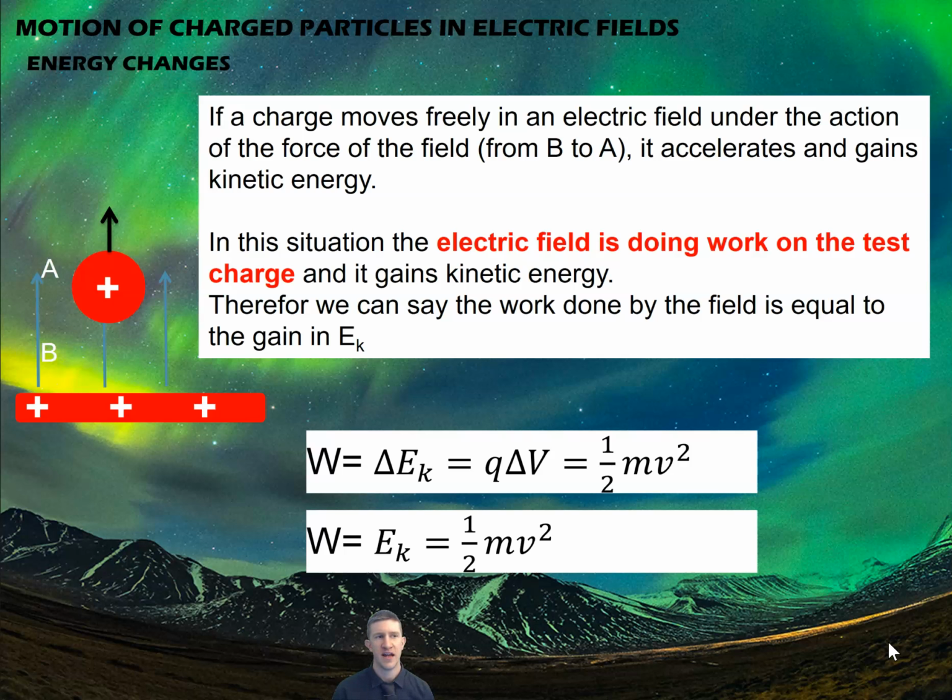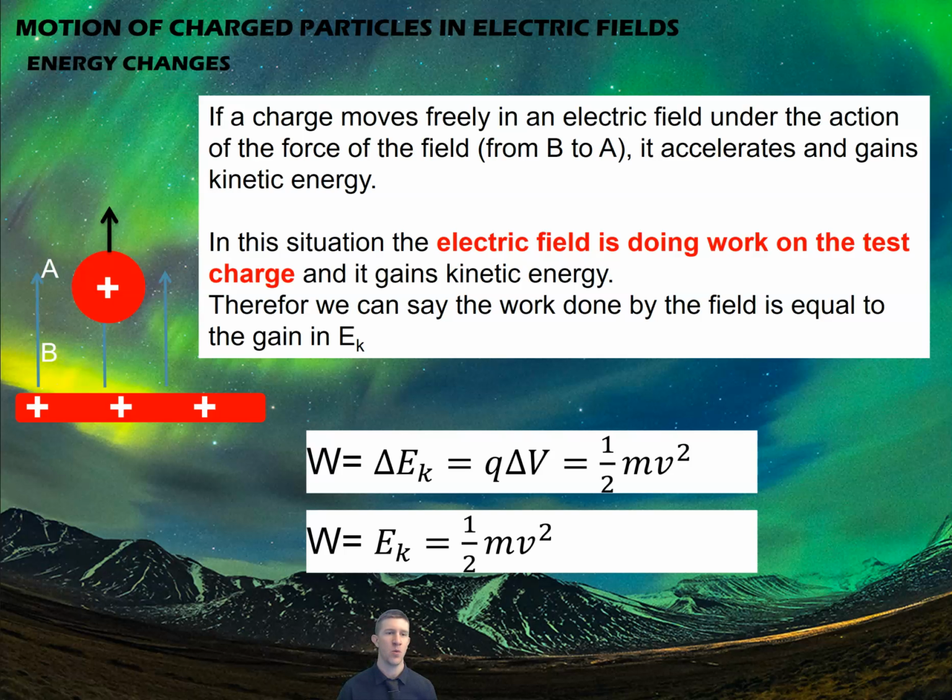On the flip side, if we take a charge that's free to move in an electric field under the action of that force, so you're on that river and you just stop doing anything and then you're pushed downstream, then we would say that the electric field is doing work on the test charge, just as the river would be doing work on you to push you down the stream. So you're gaining kinetic energy, which is done by the work of the stream, just as the charge is gaining kinetic energy, which is done by the work that the electric field is doing on the charge.